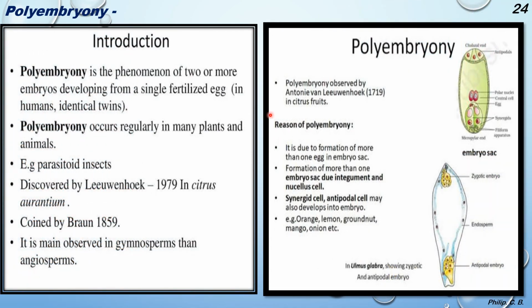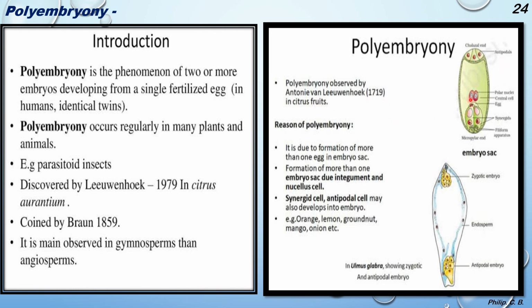Then again in short, the introduction of polyembryony we can learn in short. That is, polyembryony is a phenomenon of 2 or more embryos developing from a single fertilized egg. That is, in case of humans, identical twins. Polyembryony occurs regularly in many plants and animals, for example parasitoid insects, where it can be observed. Discovered by Leeuwenhoek in Citrus aurantium, the term was coined by Brown in 1859. It is mainly observed in gymnosperms rather than in angiosperms. Polyembryony was observed by Anton von Leeuwenhoek in 1719 in citrus fruits.